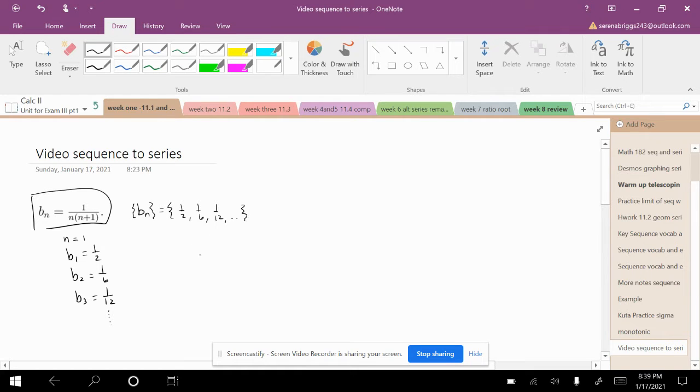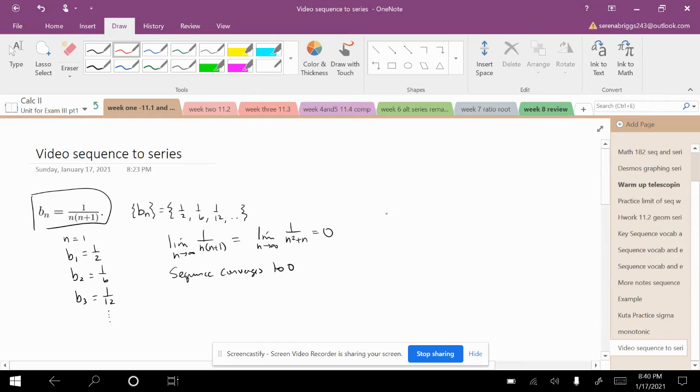1/12, ... And if I want to try to find whether the sequence converges or not, I will investigate the limit of it, which when I multiply that out, the limit as n approaches infinity of 1 over n squared plus n is 0. These terms are tending towards 0, so therefore the sequence converges to 0.